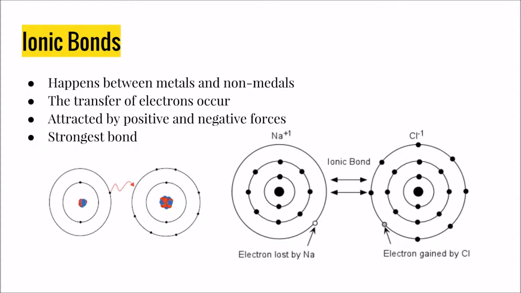Ionic bonds. Ionic bonds occur between metals and nonmetals. The transfer of electrons occurs, and they are attracted by positive and negative forces. It is also the strongest bond.